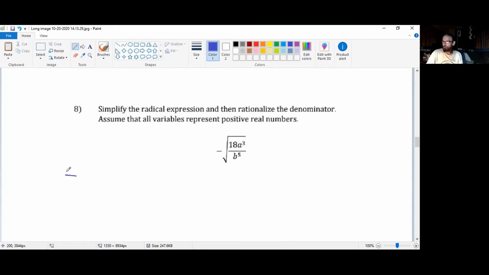One option would be to split up the a cubed as a squared times a, the b to the 5th as b to the 4th times b, and the 18 as 9 times 2.